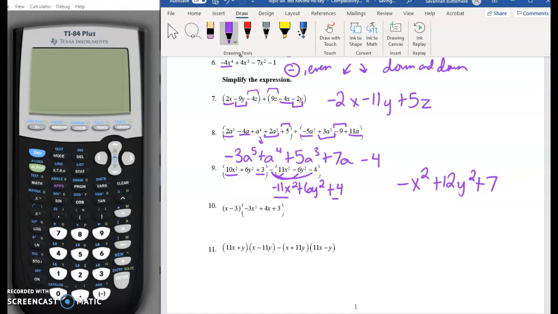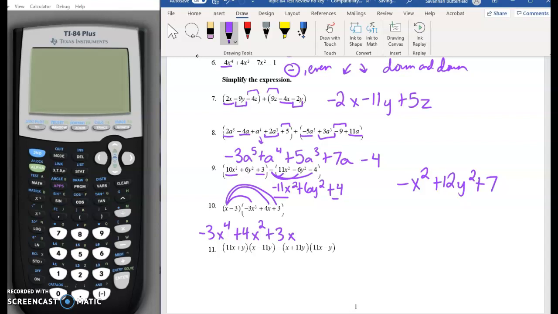Now on number 10, we are multiplying x minus 3 times negative 3x cubed plus 4x plus 3. I am going to solve this using the distributive method. If you prefer the box method, also known as the area model, you are welcome to do that as well. So I'm going to start by distributing my x. So x times negative 3x cubed is going to be negative 3x to the fourth. x times 4x is going to get me 4x squared. And then x times 3 is going to get me plus 3x.